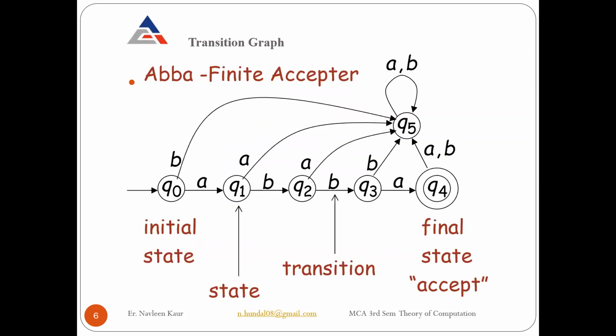I told you that you represent your finite automata with the help of a transition diagram. This is the starting state and this is the last state. Q naught: whenever there is a state to which an arrow is coming, that state is known as the initial state, and any state which has double circles around it is known as the final state.